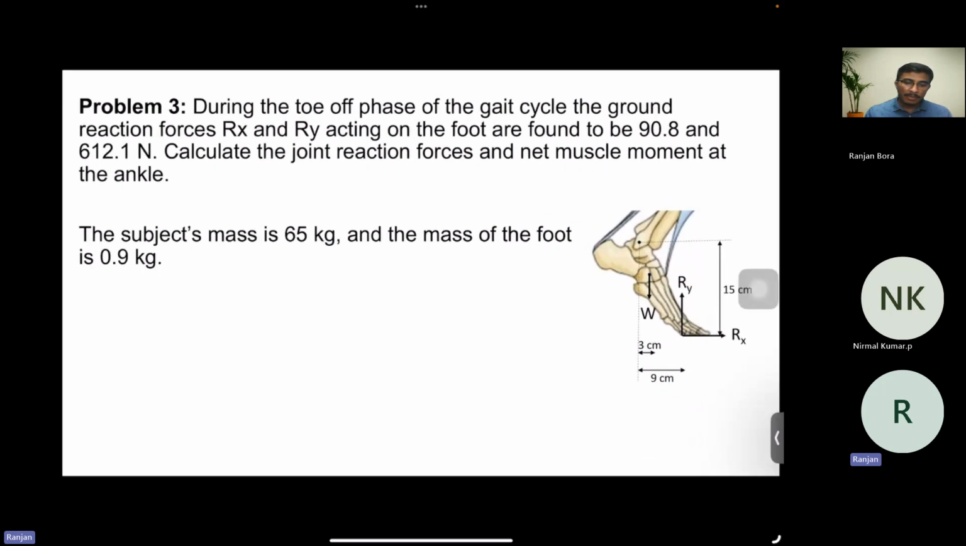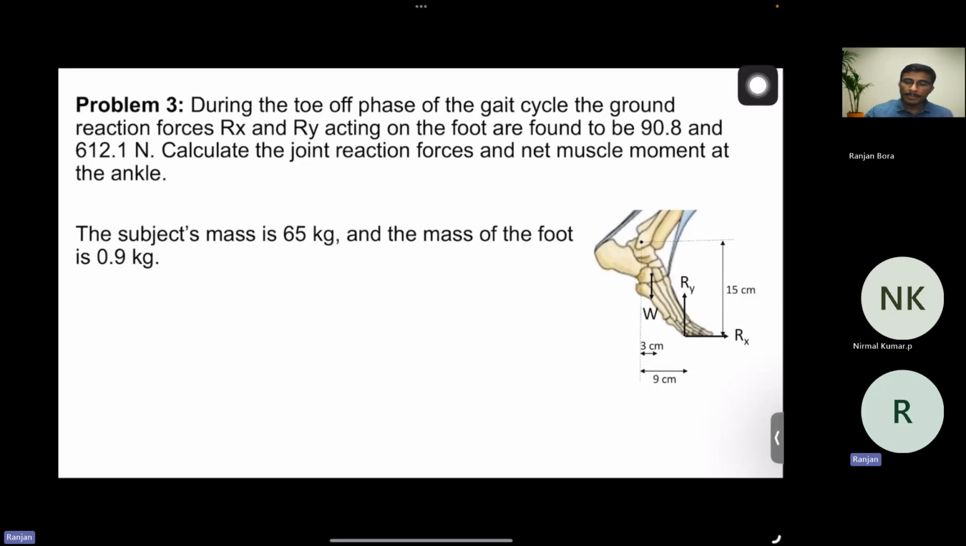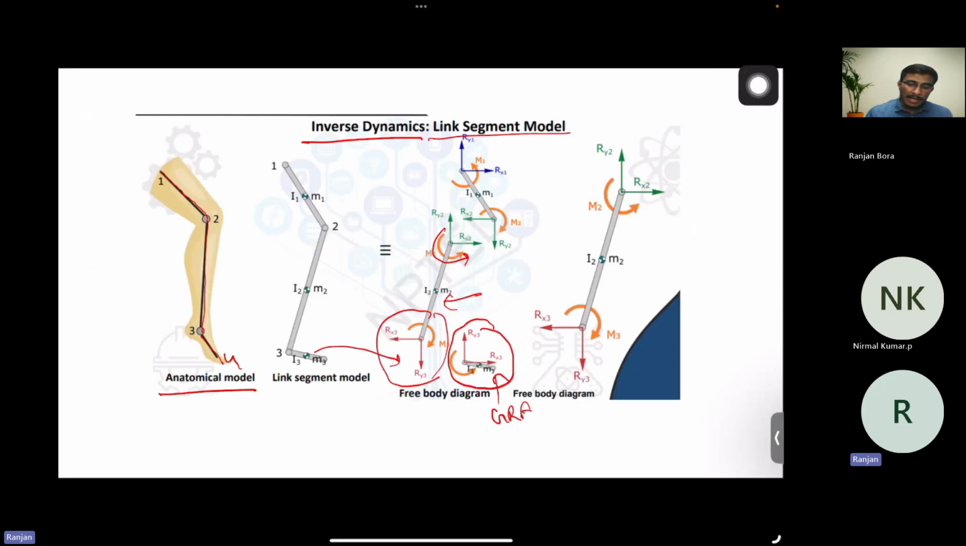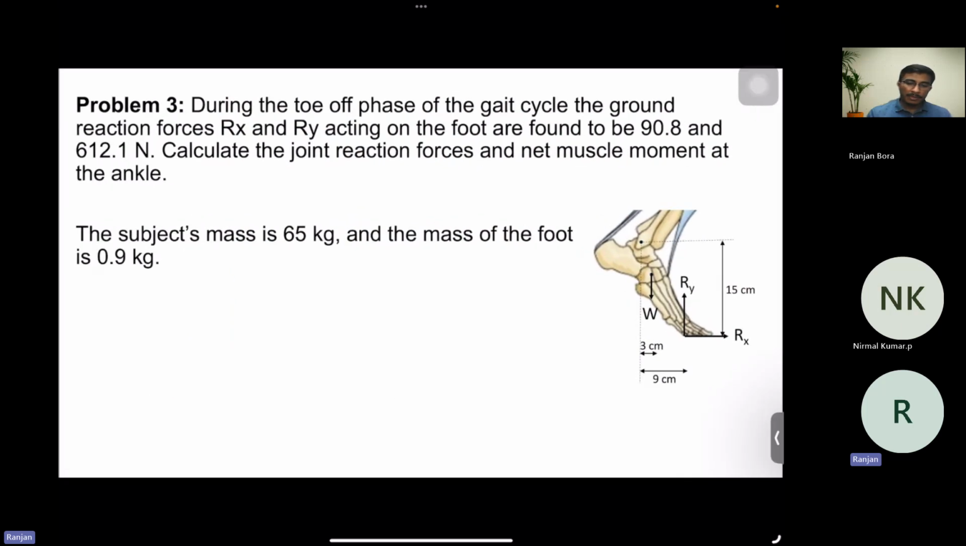So there is one simple problem which I will now solve. In this figure, you have seen there are three links. I have taken the foot link, which is 3, 4. The detailed problem is given here. The problem says that during the toe phase of the gait cycle, the ground reaction forces Rx and Ry acting on the foot are found to be 90.8 and 612.1 Newton. Now we need to calculate the joint reaction force and net muscle moment at the ankle.